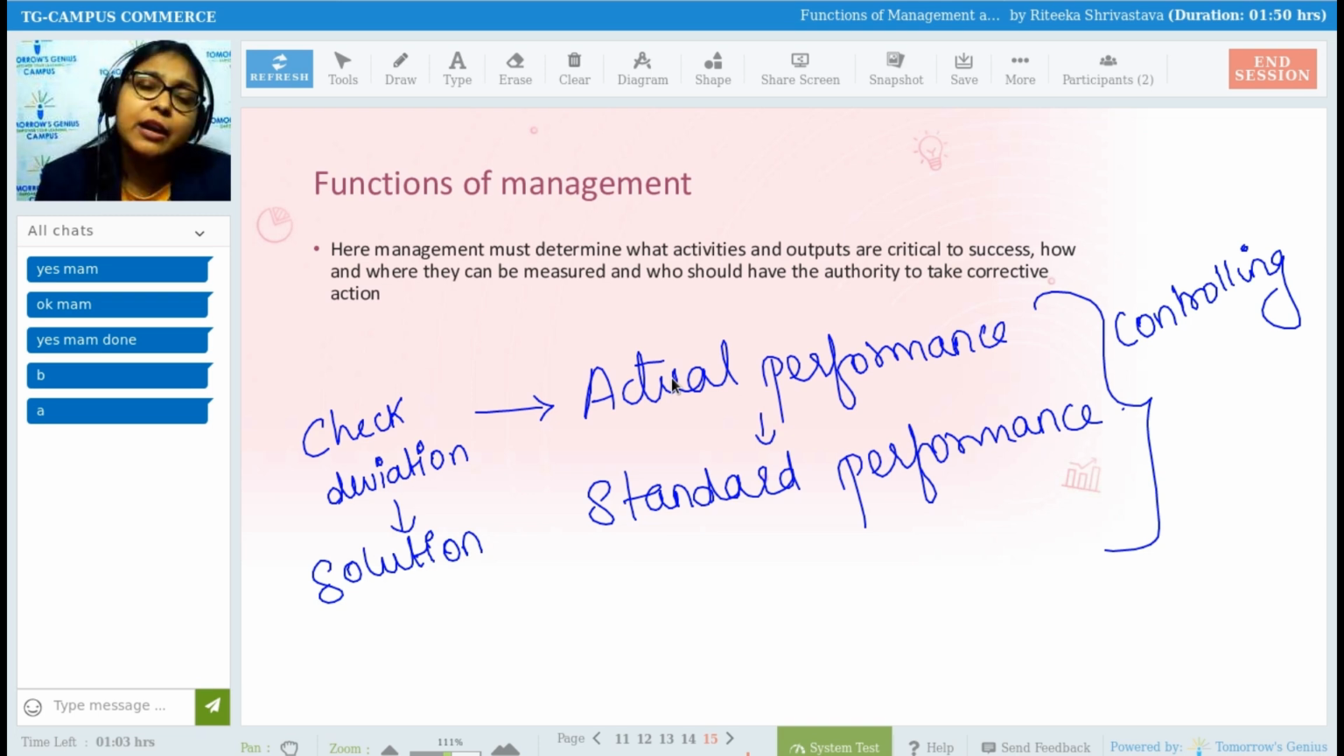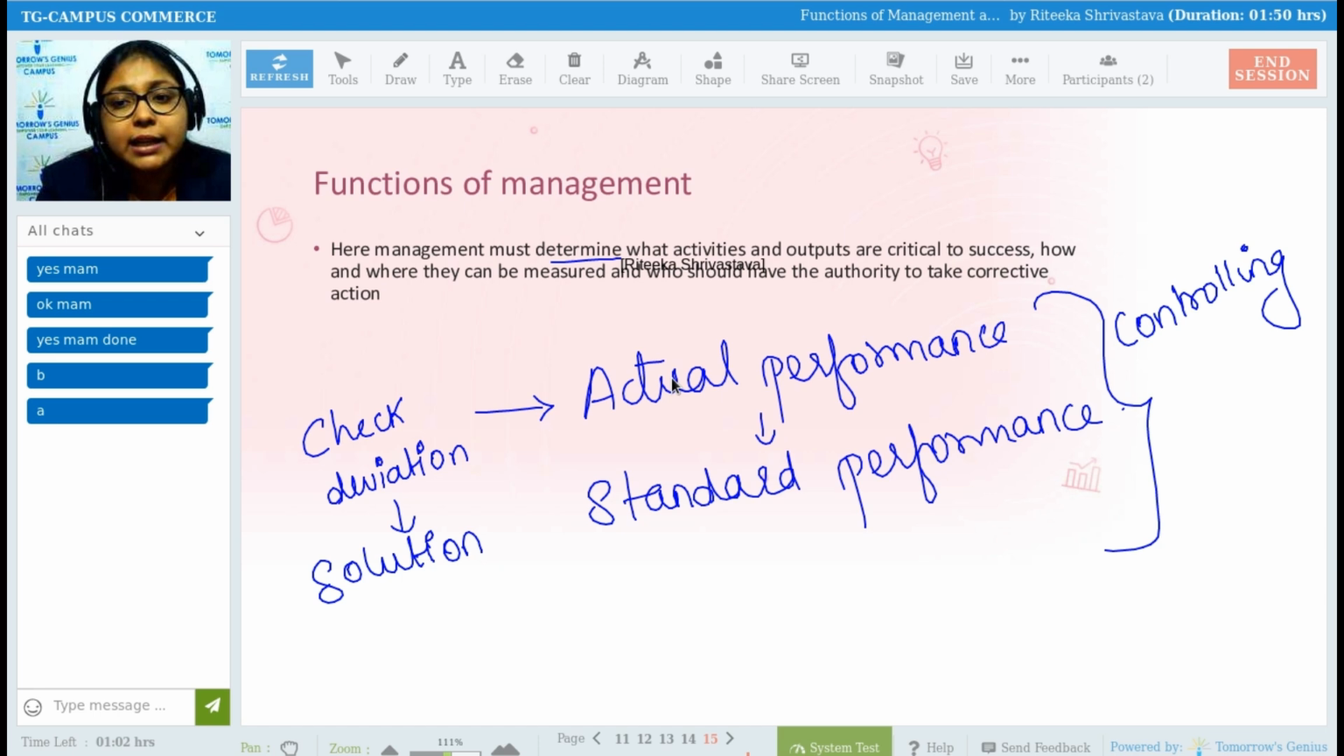Once you have planned everything, organized everything, done the staffing, hired the right people for the right position at the right time, and then done the direction, shown them proper direction, now it is the time for them to work and it is the time for the manager to do the proper controlling function of management. And how will he do the controlling? By comparing the actual performance with that of the standard performance of the workers. And then if there is any deviation, he will take action for it. This process is nothing but controlling.